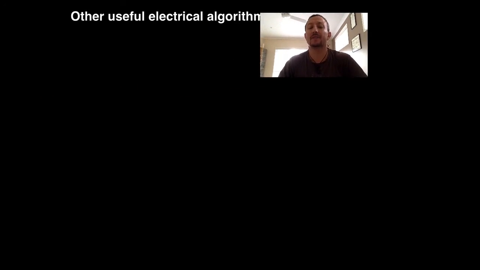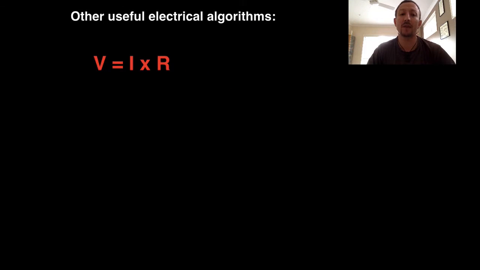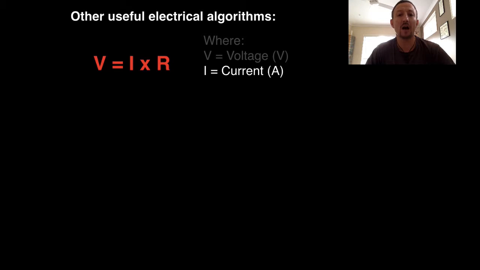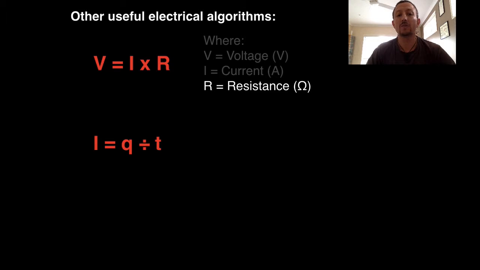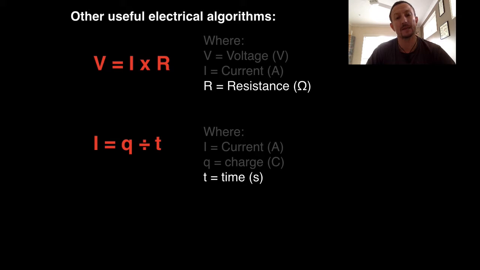Now, some other electrical equations, just to refresh your memory: we've got V equals IR, where V is going to be the voltage, I is the current, and R is the resistance. I'm sure you learnt that earlier, probably in your middle school years. You've also got I equals Q over T, where I is going to be the current in amps, Q is the charge in coulombs, and T is the time in seconds.